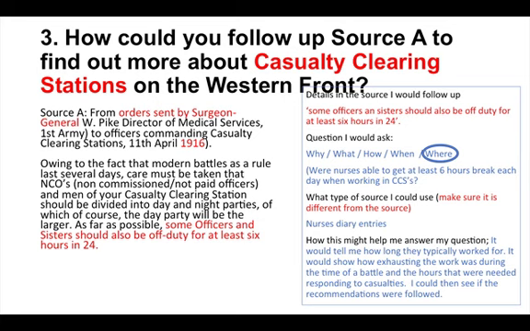Well, it lends itself to a nurse's diary entry. And how might this help me? Well, it would tell me exactly how long they typically worked for. It should show me how exhausting the work was during the time of a battle and the hours that were needed responding to the casualties. That statement has the potential to go off topic, so I need to bring it back and say, I could then see if the recommendations of source A were followed and the nurses did get their 6 hours break in every 24.